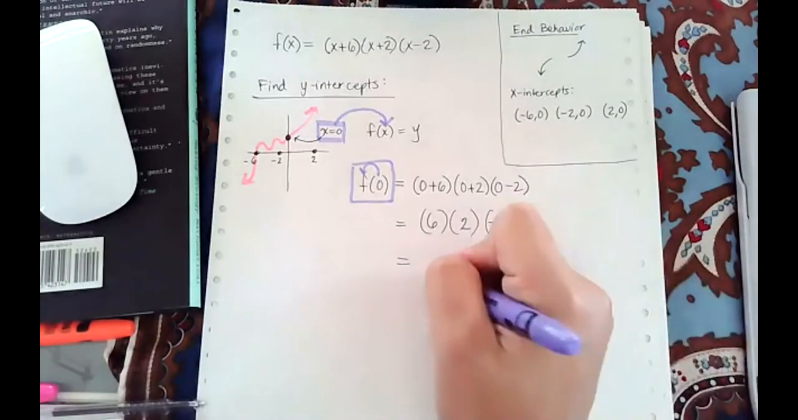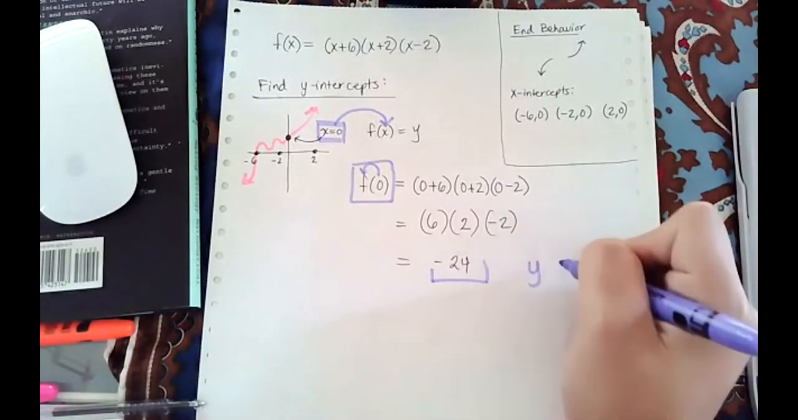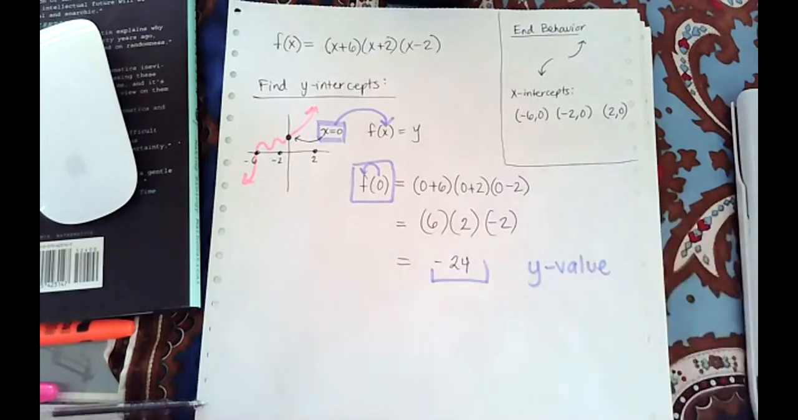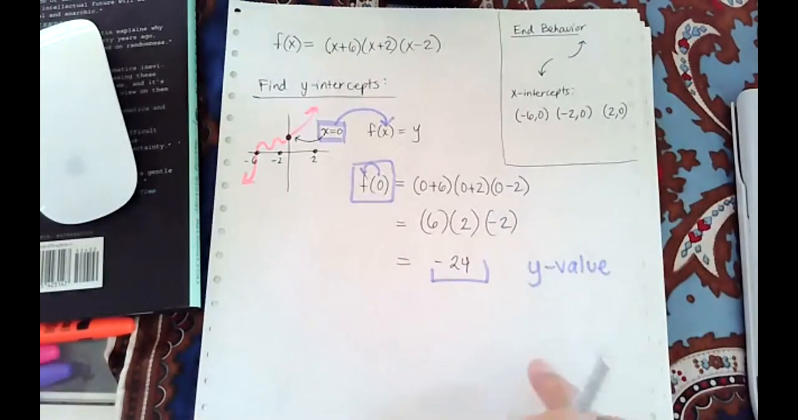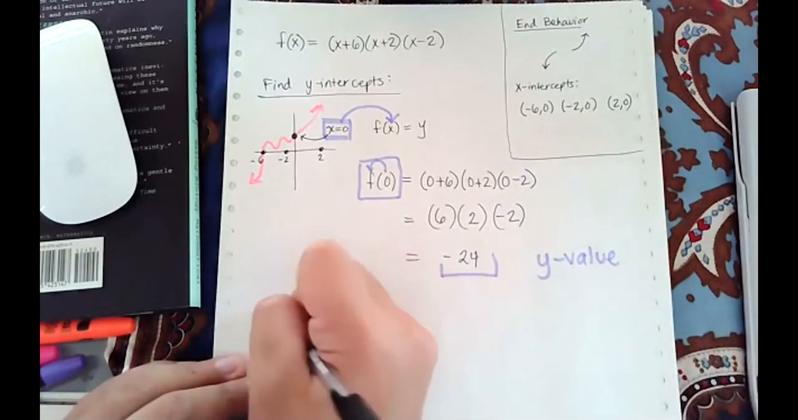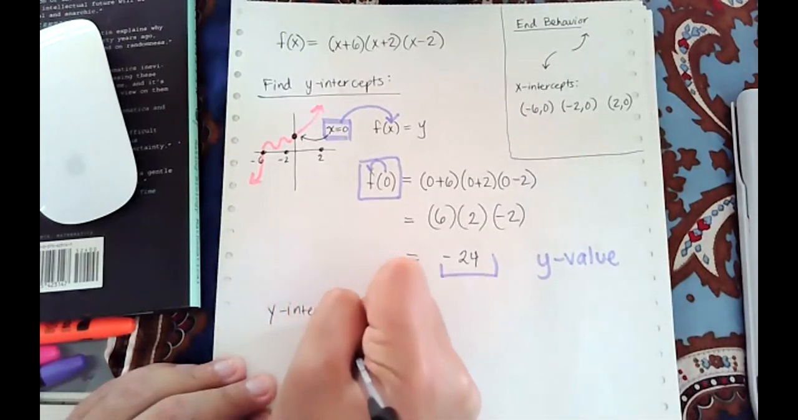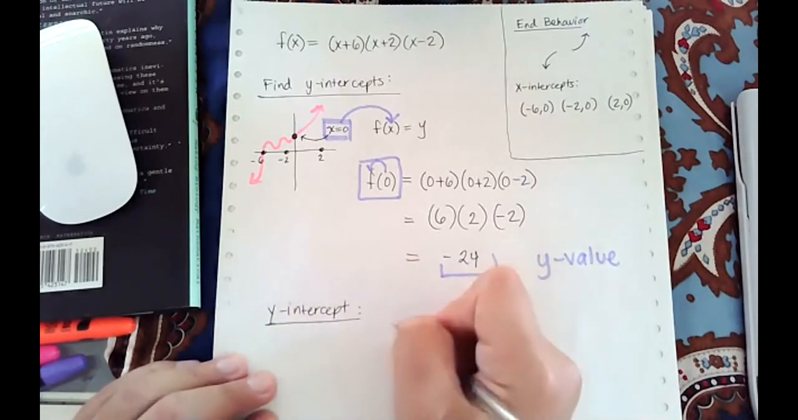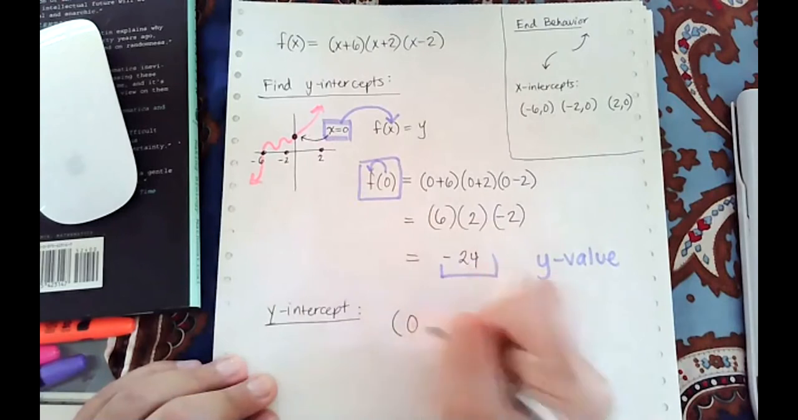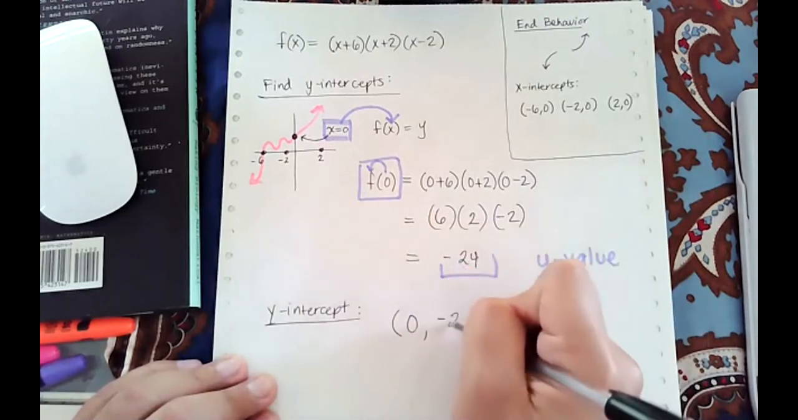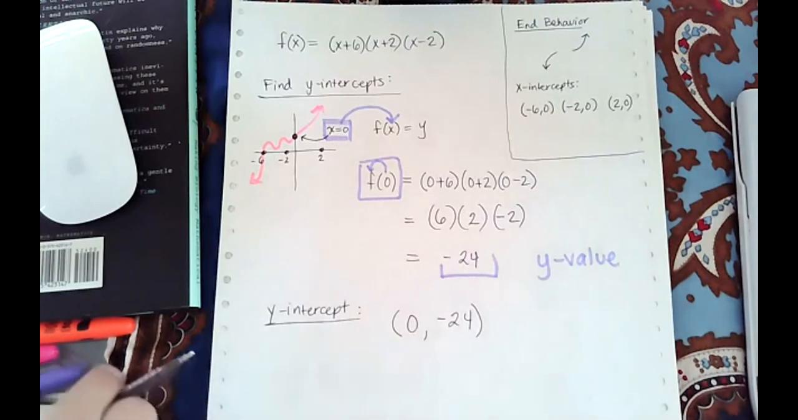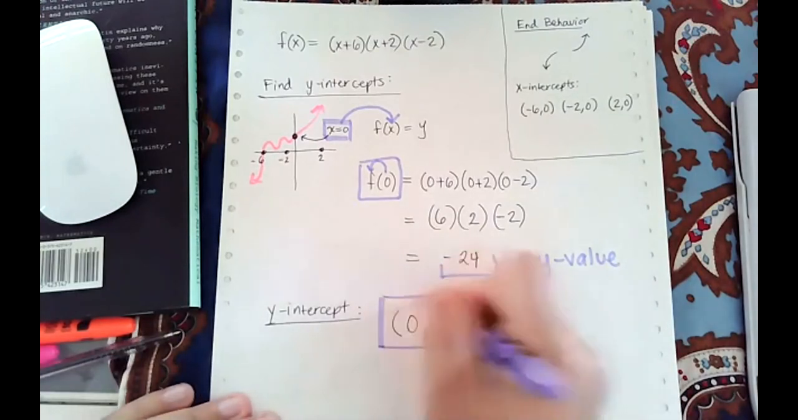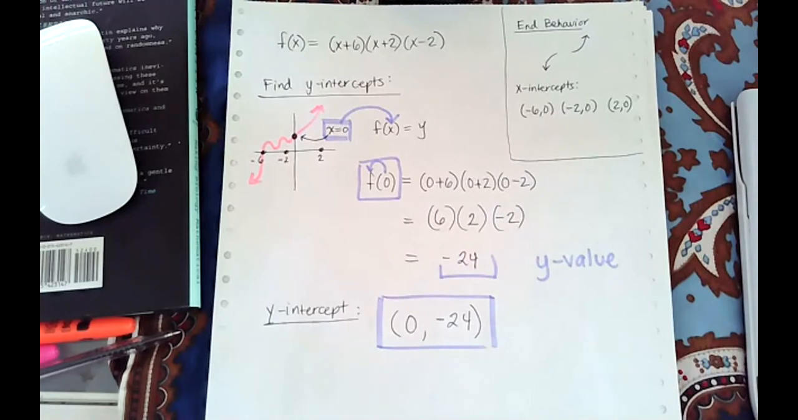And this is our y value. So if that's the y value that we have, then our y-intercept as a location on the graph has an x value of 0, which is what we plugged in, and a y value of negative 24. So that is our y-intercept. Does anybody have any questions, comments, or concerns about this portion?